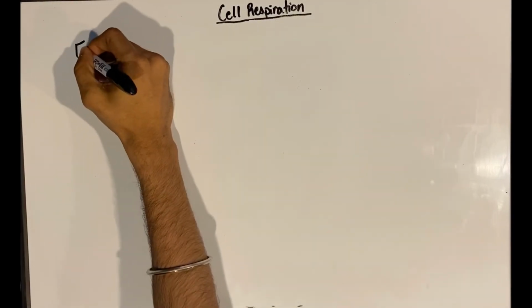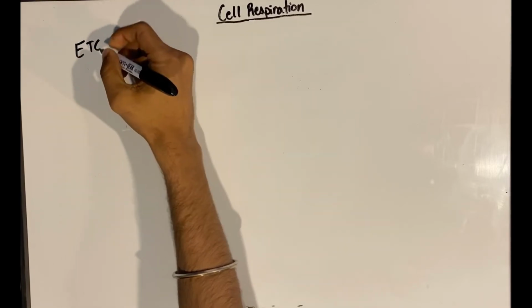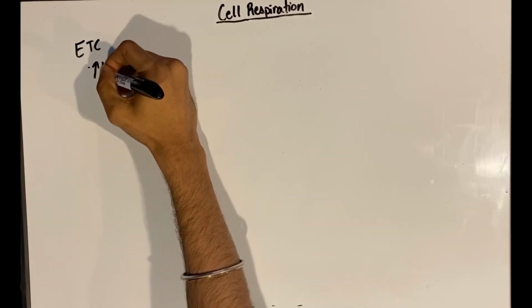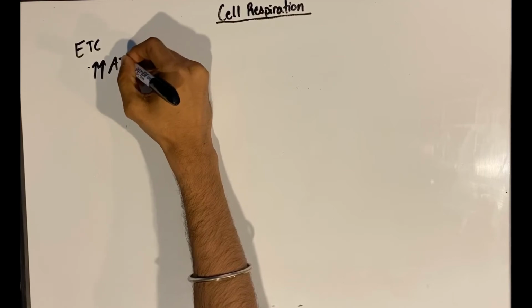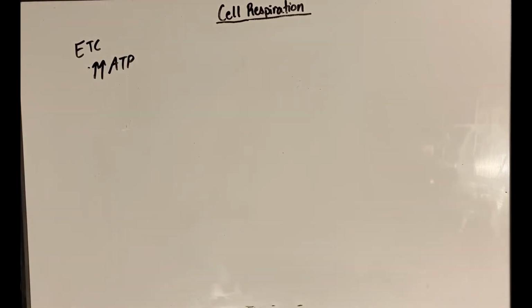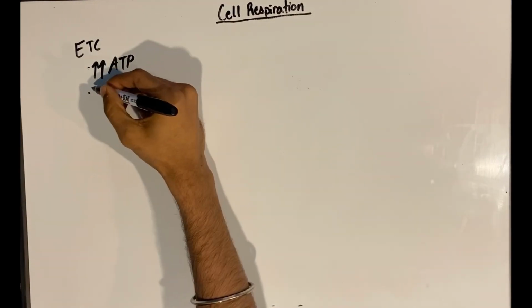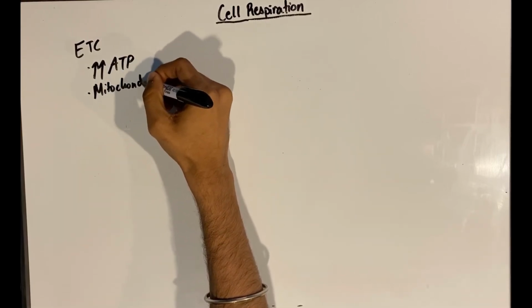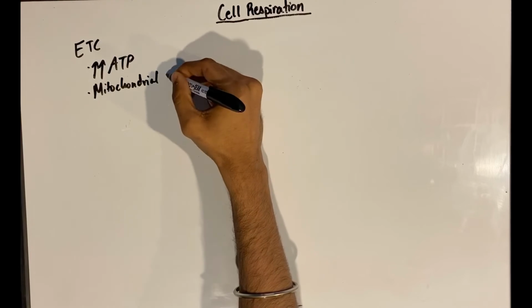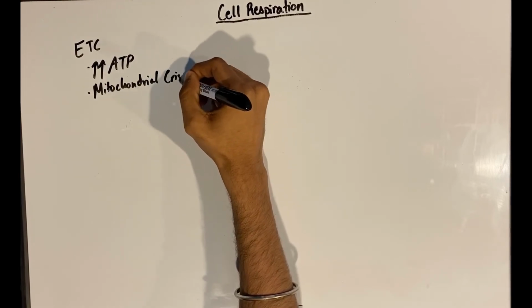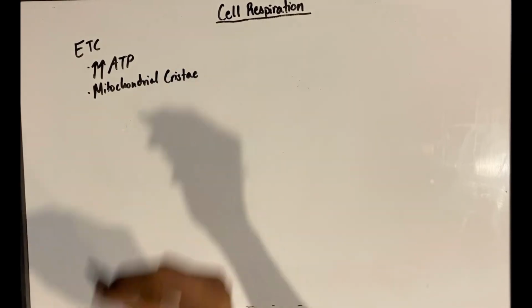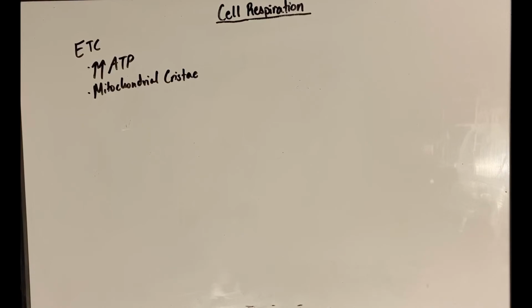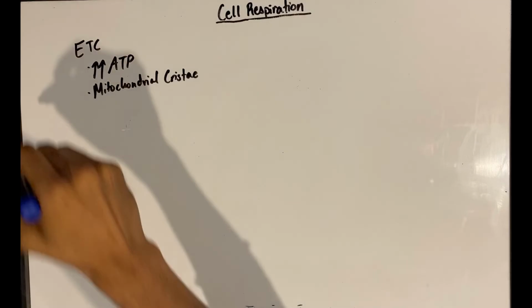And now we enter the final stage of cell respiration, known as the electron transport chain. This is the phase of cell respiration that generates the most amount of ATP. This process also occurs in the mitochondria. But instead of the matrix, it occurs in the cristae, which are a bunch of little folds in the inner membrane of the mitochondria. To help understand this, let's just draw it visually.